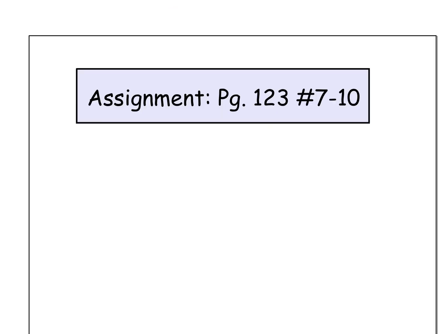Assignment will be page 123, numbers 7 through 10.